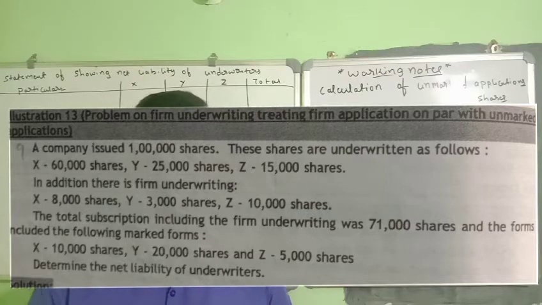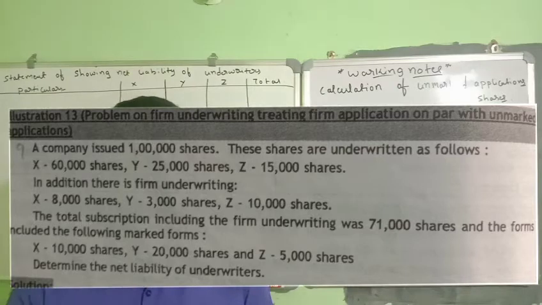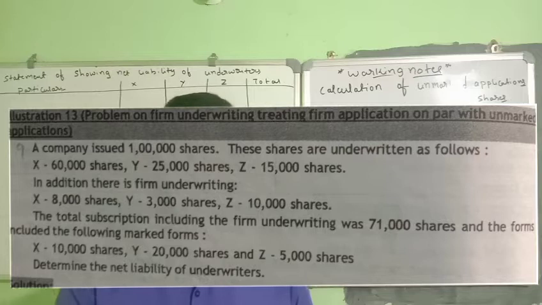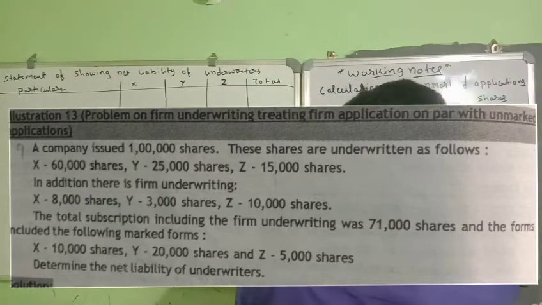We can consider it as firm underwriting treated as unmarked applications. So no further calculation is required, because the total subscription included the firm underwriting. If it had not been included and you treat it as unmarked applications, you should add it back to the total subscription. In the question, total subscription including the firm underwriting was 71,000, so there is no point in adding firm underwriting again, because it is already included. So what is the total subscription here? 71,000 shares.